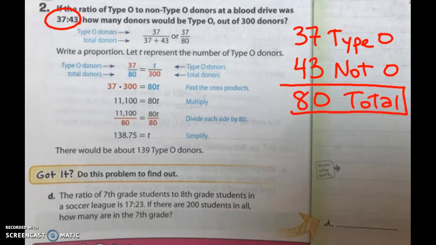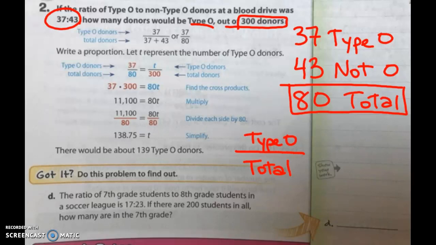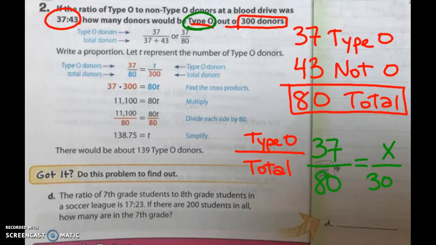And that's the part we need, because this is asking out of 300 donors. That 300 is out of total people, so 300, what would be the type O? When we set up our proportion, we're going to have the type O on the top and the total on the bottom, because we're looking for type O out of 300, okay? So we're going to set it up 37 out of 80 were type O, and then we're looking for how many would be type O if we had 300 people. So that's how they came up with this.